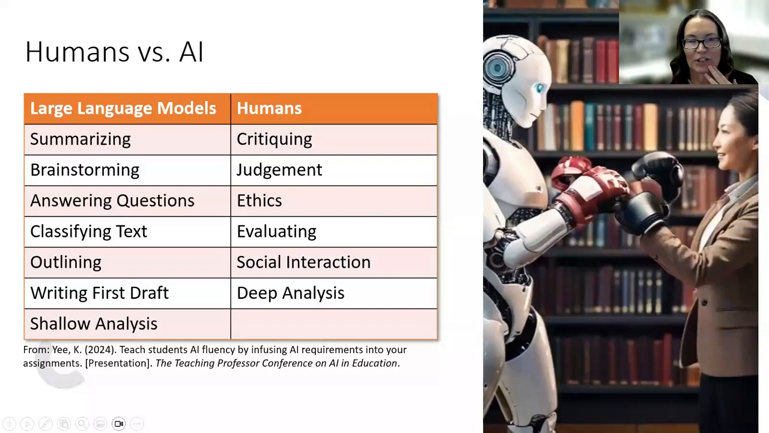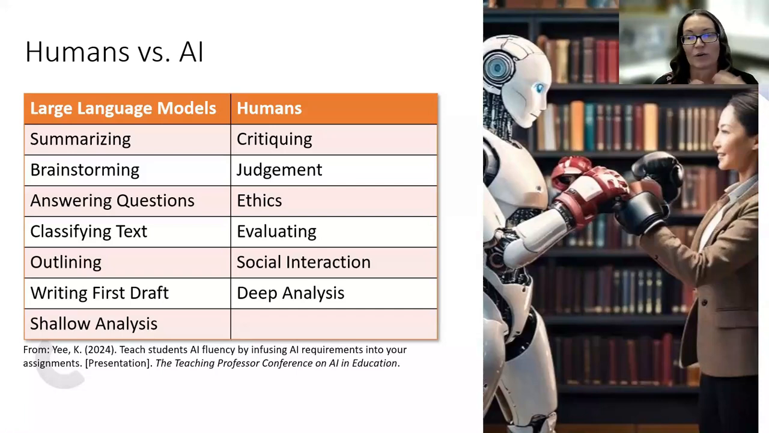So what is AI good at versus what humans excel at? AI is good at summarizing content, generating ideas, acting as a tutor to help explain concepts, classifying large amounts of text or data, outlining, even helping us write first drafts. But humans are better at judging the credibility and accuracy of information, critiquing and evaluating, adhering to ethical norms, social interaction, and deep analysis. So AI can do a really good job of going through a lot of text and data and providing us with an analysis, but we're better at figuring out what that means. What does that analysis mean? Why is it important?